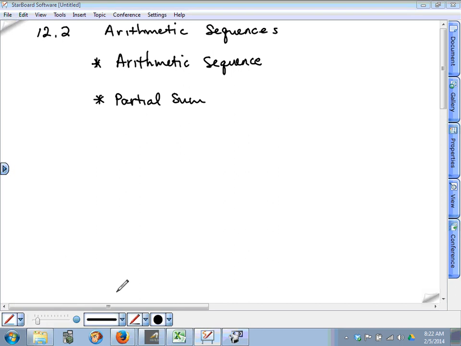Partial sum of an arithmetic sequence. So, we've actually seen arithmetic sequences before. I just didn't classify them yet as arithmetic. Let me show you an example and a non-example to see if you guys can come up with your own definition of what an arithmetic sequence is.